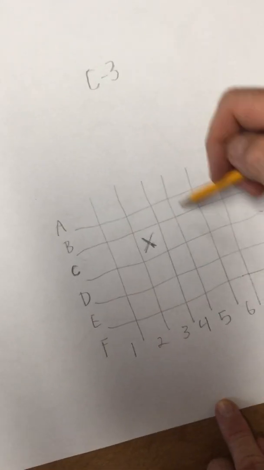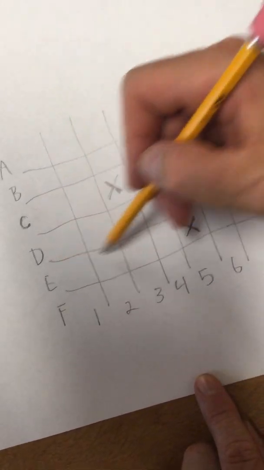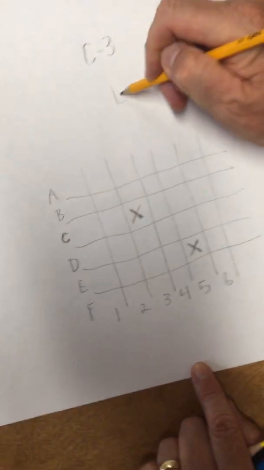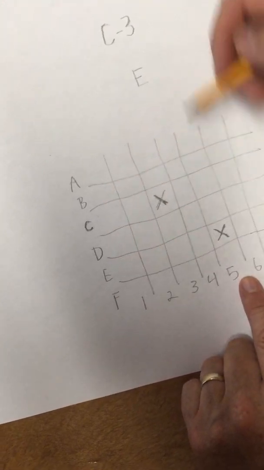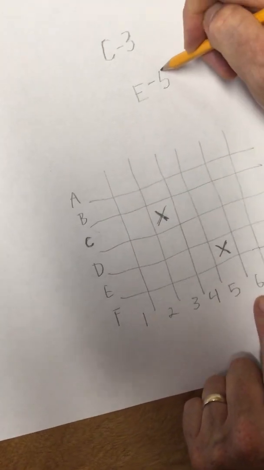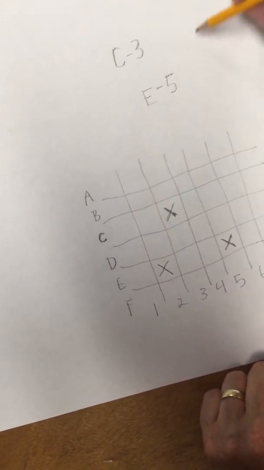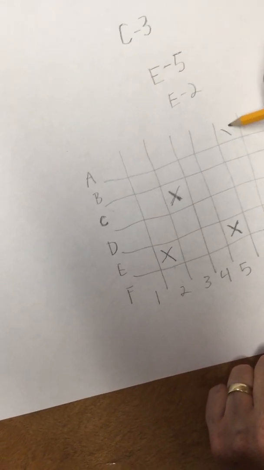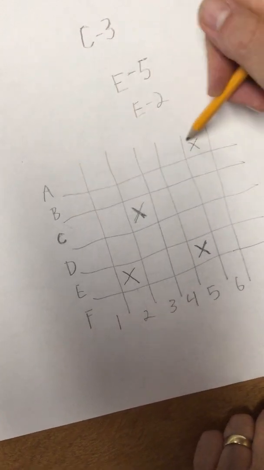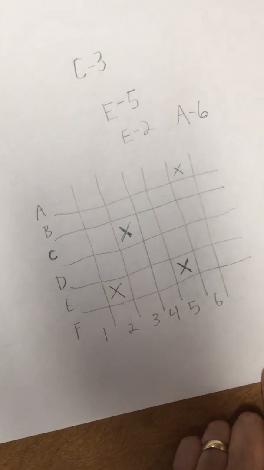Okay, so let's do another one. I'll put another X here. What would that correspond to? That would correspond to E. Always put the letter first. E and then the number 5. Okay, that was easy. Let's do another one. Here's one. E2. How about this one? Let's follow it. A6. All right, I think you're probably getting the hang of that.